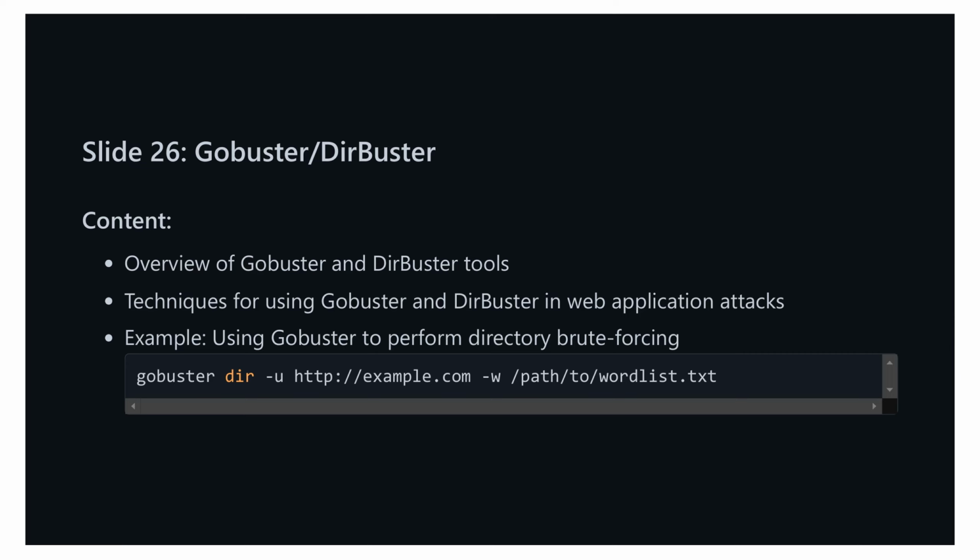Both GoBuster and Dirbuster are efficient in identifying directories that aren't publicly listed, thereby assisting in the discovery of potential entry points for further exploits. In the next slide, we will cover Wfuzz, another important tool for fuzzing parameters to discover vulnerabilities. This will equip you further in your journey of web application penetration testing.